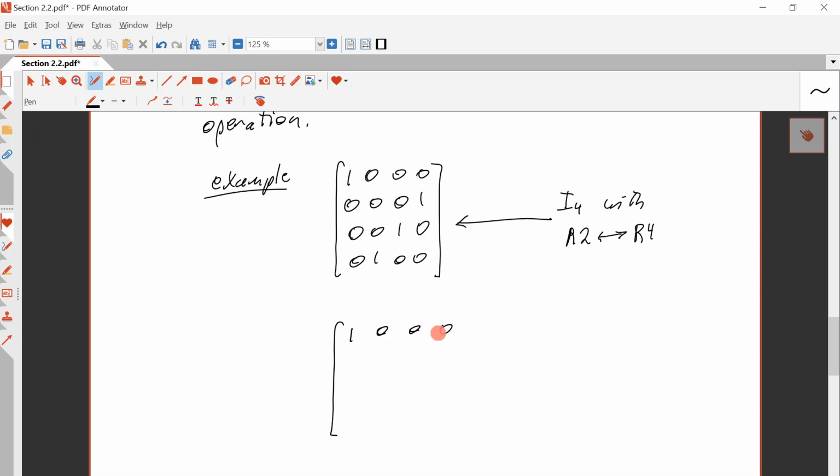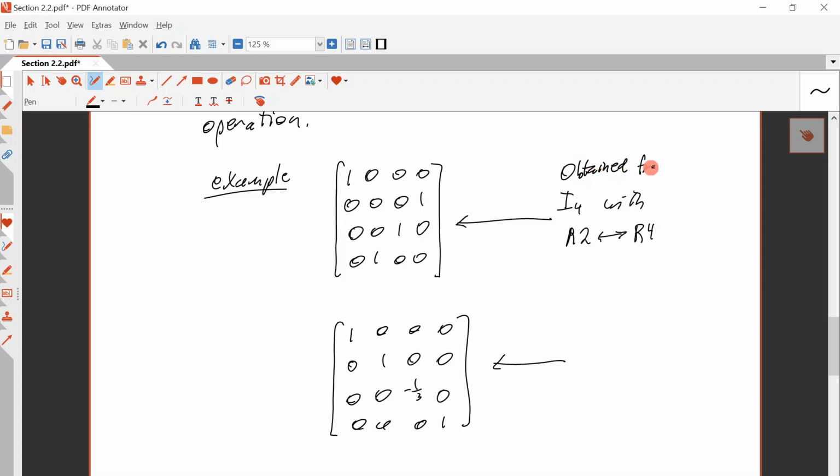1, 2, 3, 4, 1, 2, 3, 4, 0, 0, minus 1/3, 0, 0, 0, 1. Right, so this is obtained from I4 by switching row 2 and row 4.